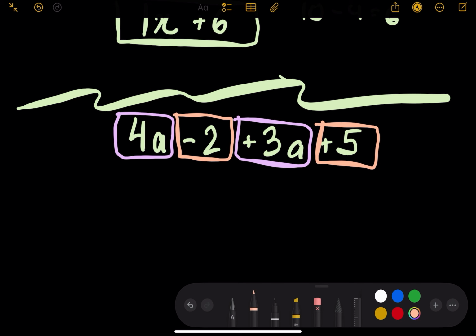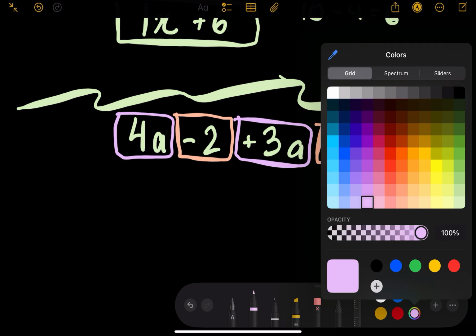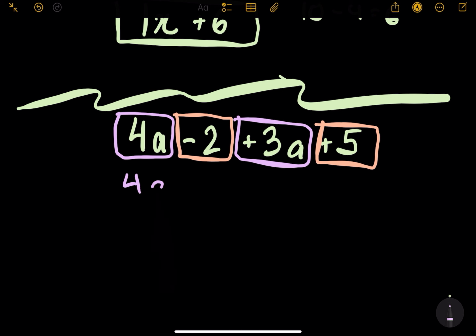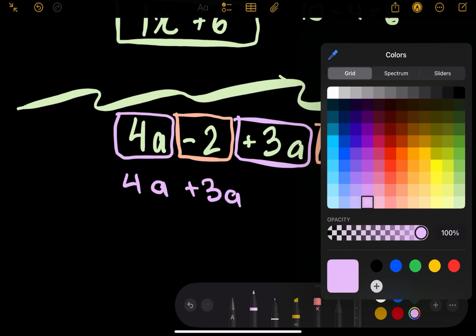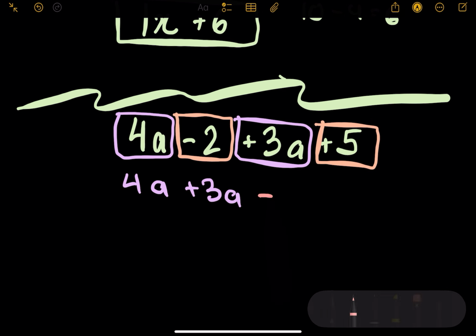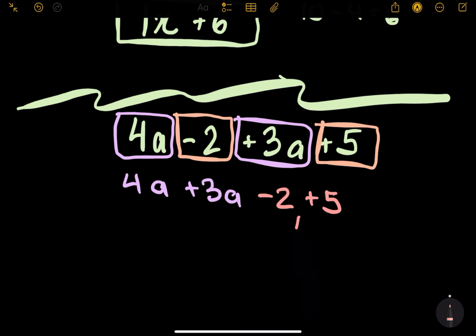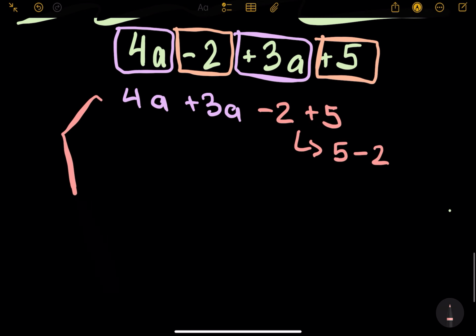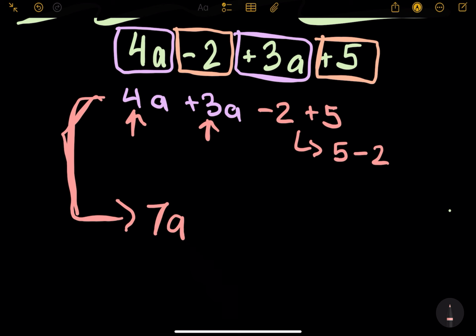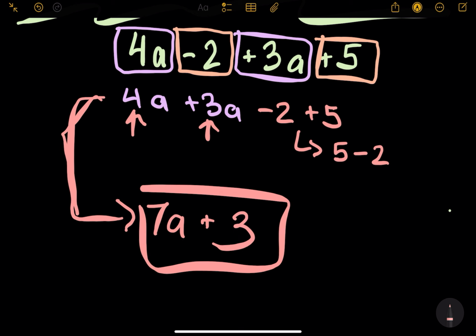So now we're going to put it together. We're going to put the variable first, so 4a plus 3a, and then we're going to put the numbers together, minus 2 plus 5, which is the same thing as saying 5 minus 2. So now when we solve, we take the 4 and the 3 and add them to get 7a, and the 5 minus 2 gives us plus 3. So this is our simplified expression.